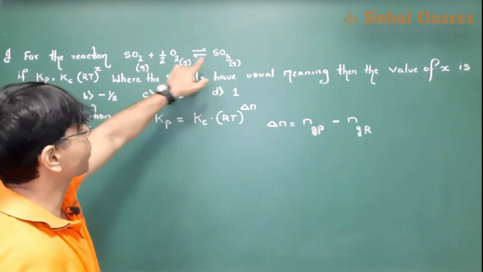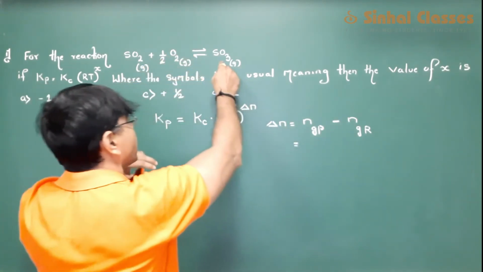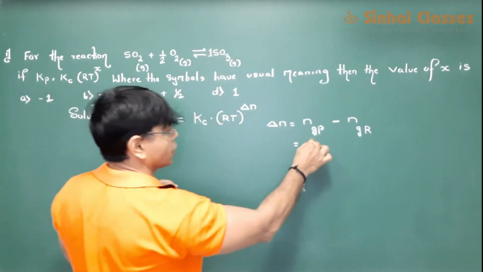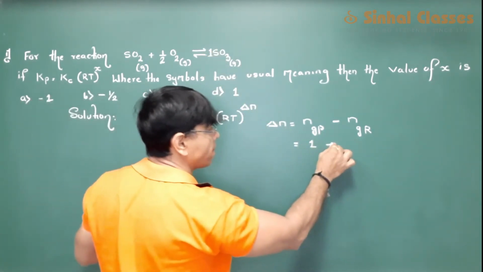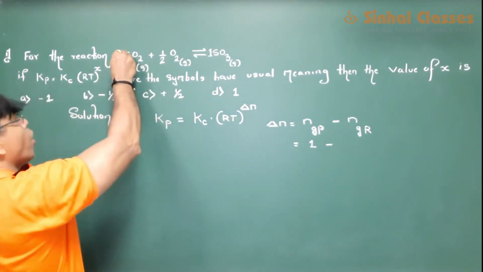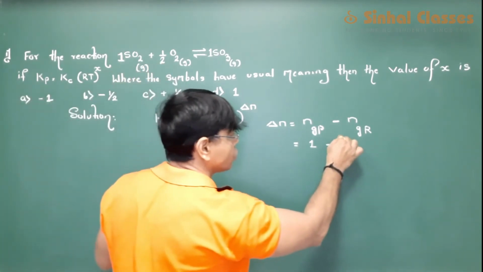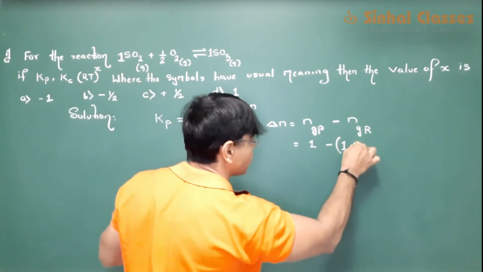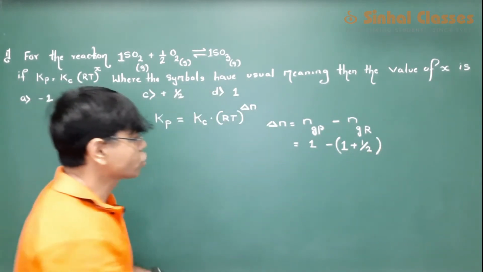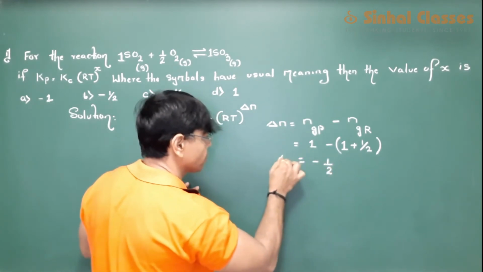Now look at this equation. The moles of gaseous product, so this is gaseous product. The mole is 1 here. So we take 1 minus gaseous reactant. Now both the reactants are gas. So 1 minus, 1 plus half. So delta n answer is -half.